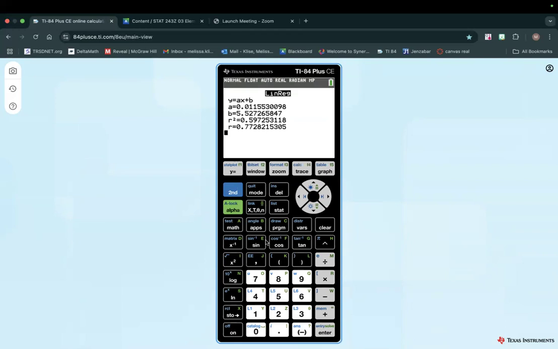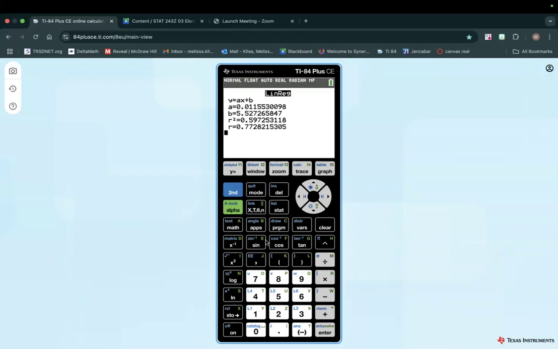Right, you should have this screen. Do we have the same numbers? Okay. All right. So what this is, it's a linear regression.